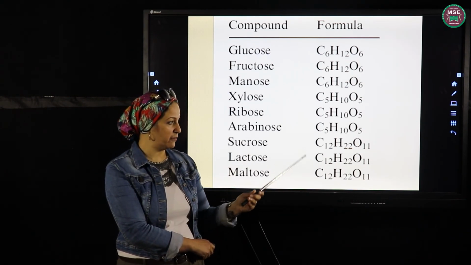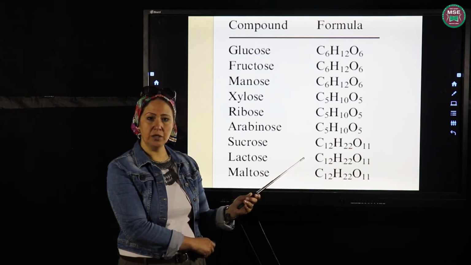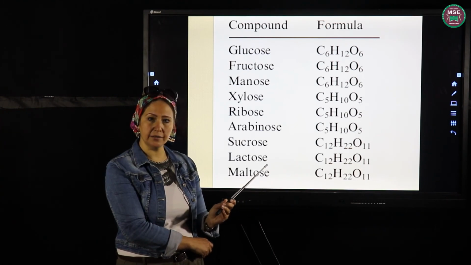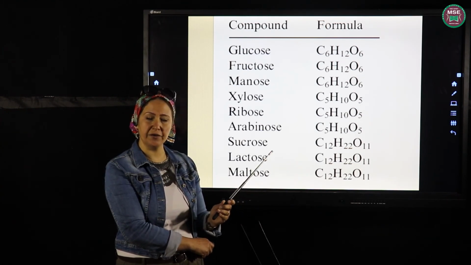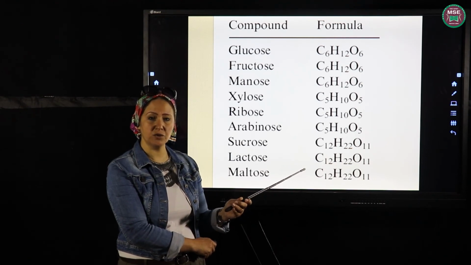The chemical formula of each one of them is C12H22O11. It means we don't follow the rule CH2O, because during the formation of disaccharides, when each 2 monosaccharides join together, there is 1 water molecule released. So the formula becomes C12H22O11.